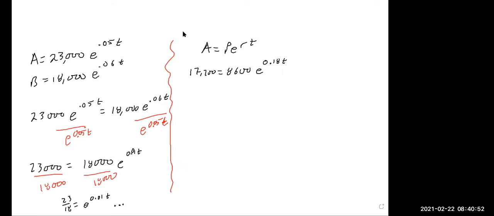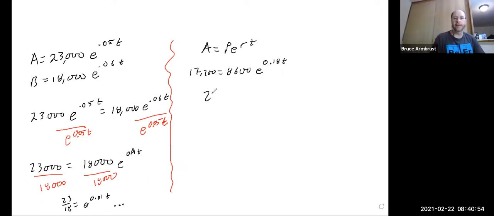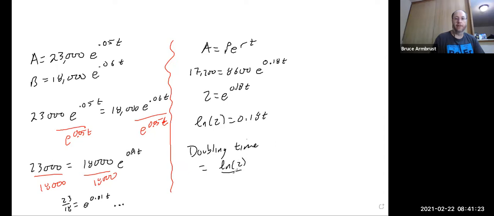Let me just real quick do. If we divide by the 8,600, we get 2. And when you do this, you end up taking a natural log. And the reason I wanted to show this is if you do doubling time, it's always the natural log of 2 divided by your interest rate. Just always. I don't think I mentioned this last time because I figured it would come up on a homework. But doubling time is always natural log of 2 over r.